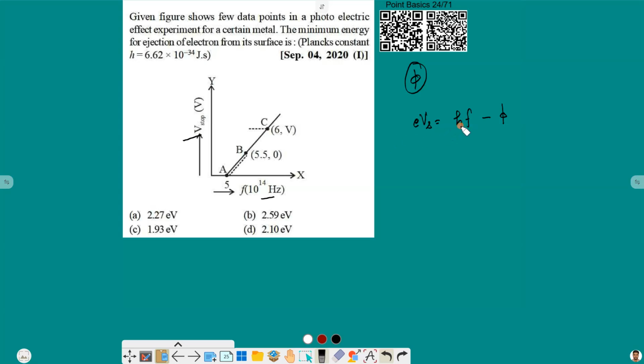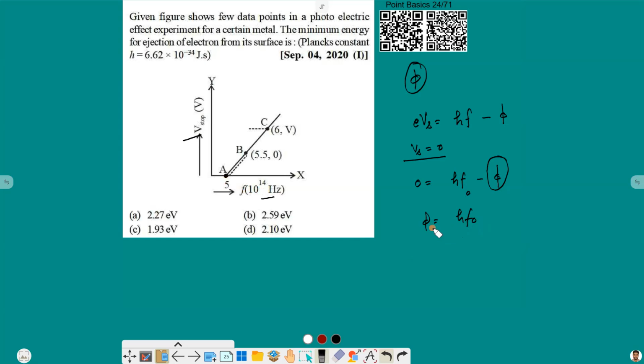Now, let's substitute Vs equal to 0. If Vs is equal to 0, then the left side will be 0 and we will get h(f minus f0), that is, h times f0 minus phi. From this we can write that phi is equal to h f0. Means when stopping potential is 0, at that time the work function is basically h times the frequency at that point. Now here on the x-axis, stopping potential is 0. The frequency on the x-axis which we get from the graph is 5 into 10 raised to the power 14.